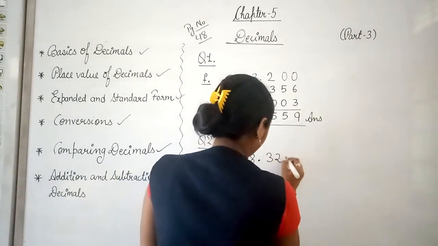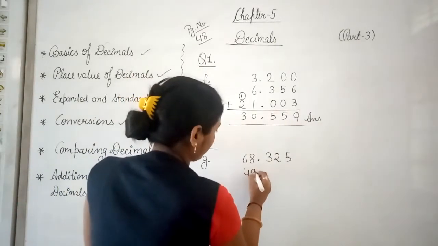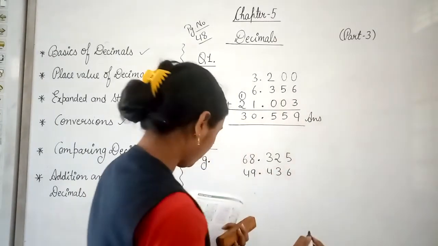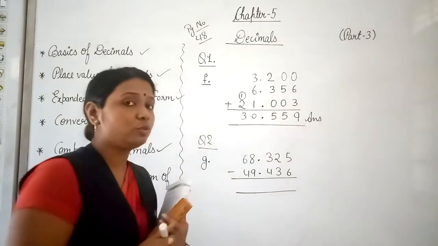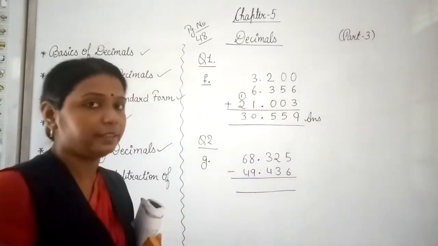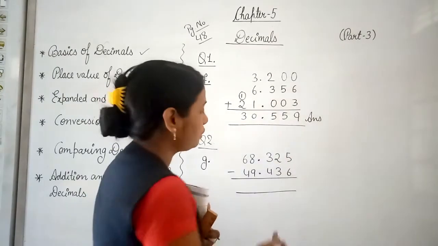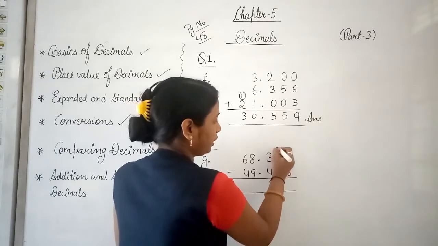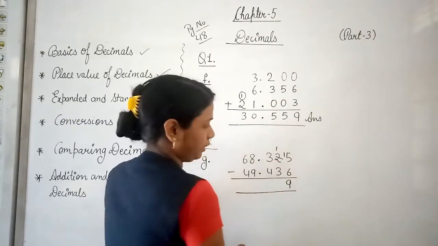68.325 and 49.436. Here we have to subtract the numbers. To perform this subtraction, the way we do with counting numbers, we will apply that method here also. We cannot subtract 6 from 5, because 6 is greater than 5. So we will take a borrow from this number. So this will become 15. 15 minus 6 will be 9.